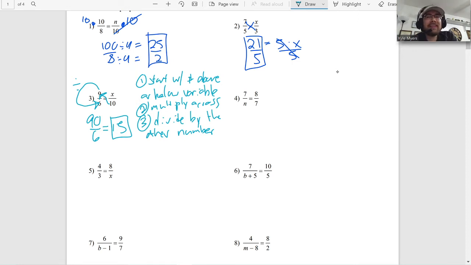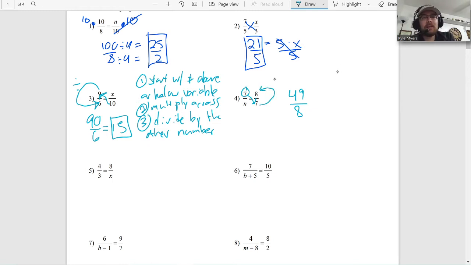Let's try to use the same method on number 4. Let's see what happens. So according to this method, we start with the number above or below, so that would be this 7. There's step 1. Multiply across. So times it by 7, we get 49. Divide by the other number, 8. Let's see if this works. So this actually isn't going to simplify. 49/8 is, well, the answer. And then we would have to plug it back in to see if it really works.